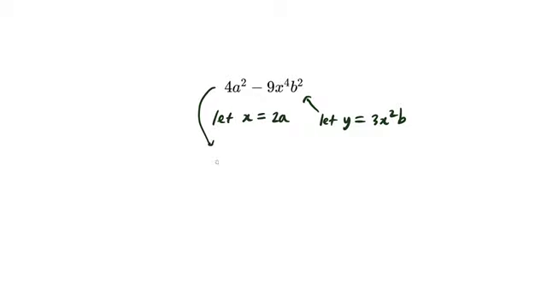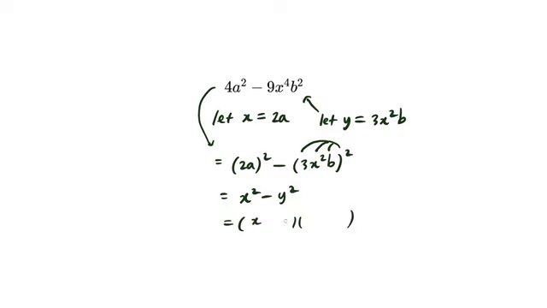So this expression is equivalent to 2a squared, which is the top, and we're going to have minus 3x squared b all squared. And when we square this out, when we distribute these exponents, indeed we have the same expression. So essentially we have x squared minus y squared, which we know how to factor.